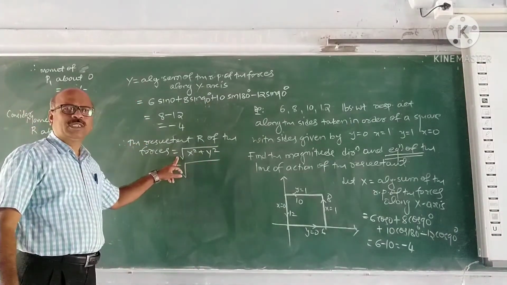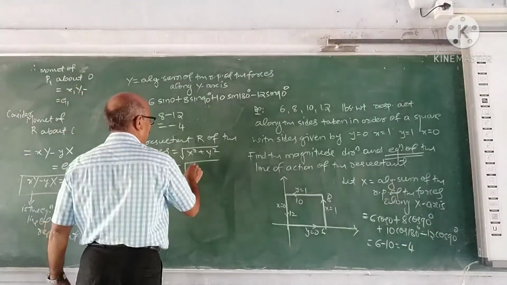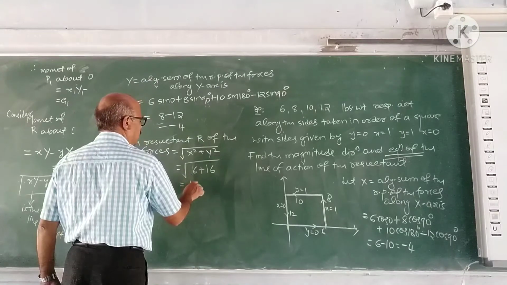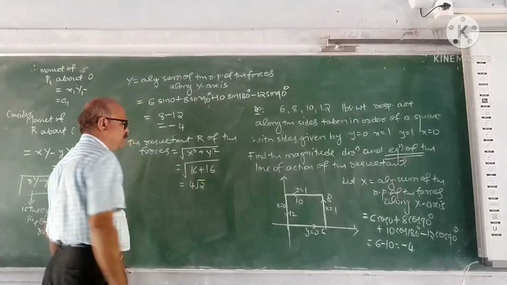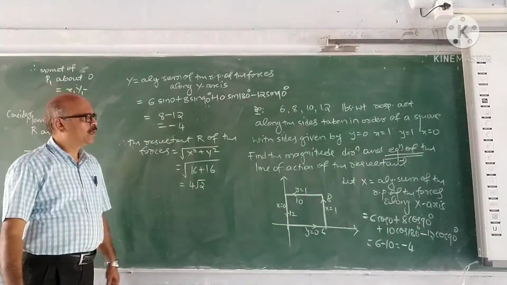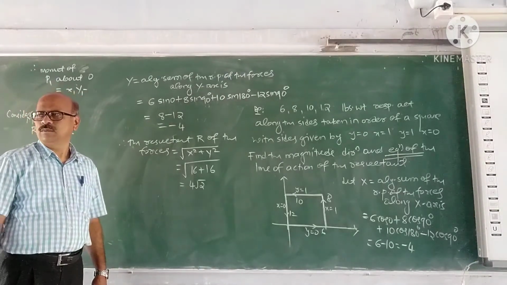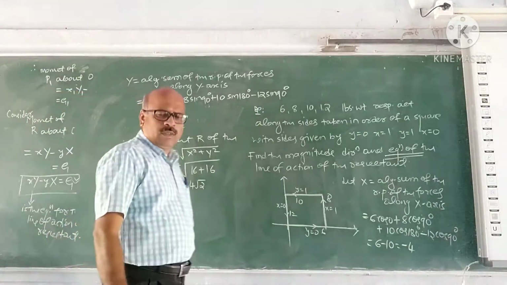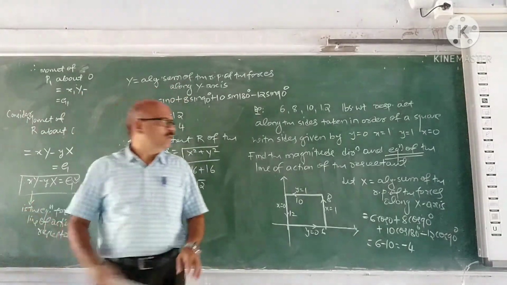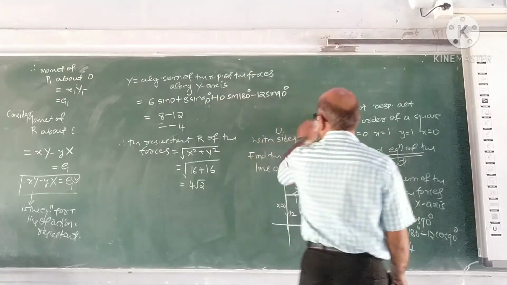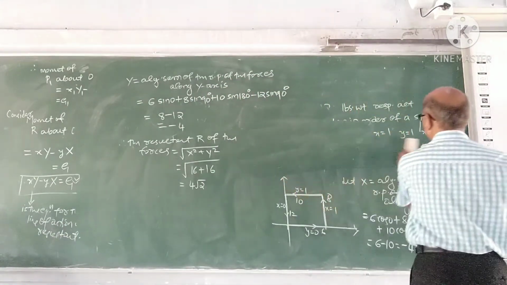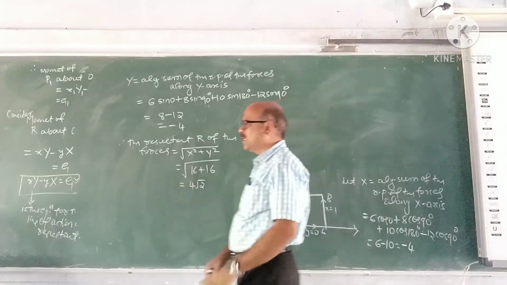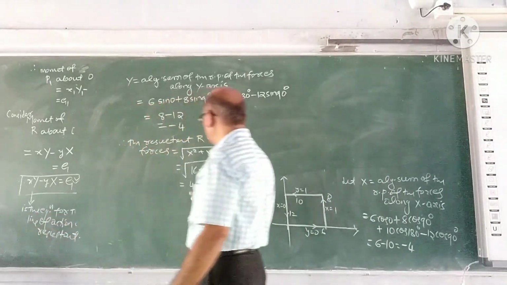Magnitude of the resultant is root x square plus y square, 16 plus 16, so it is 4 root 2. Correct? 4 root 2. This is only magnitude. Magnitude of the forces, means resultant, is 4 root 2.